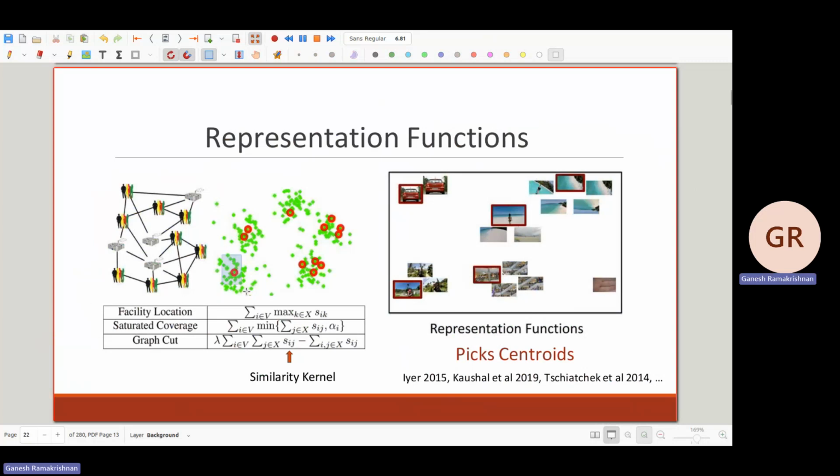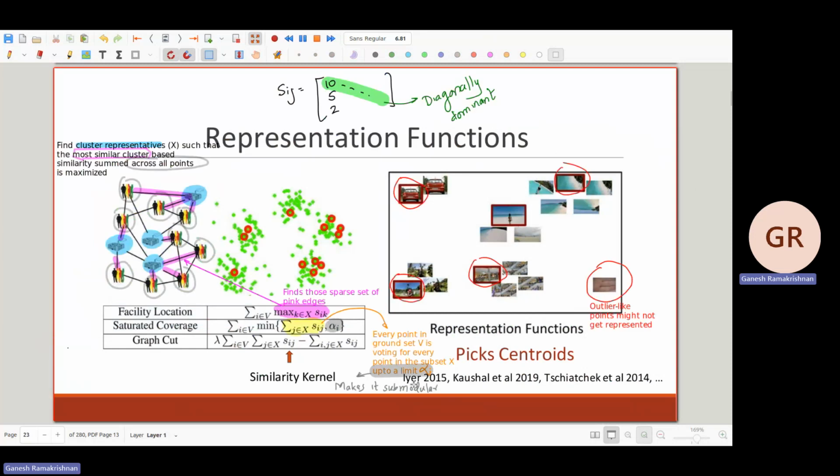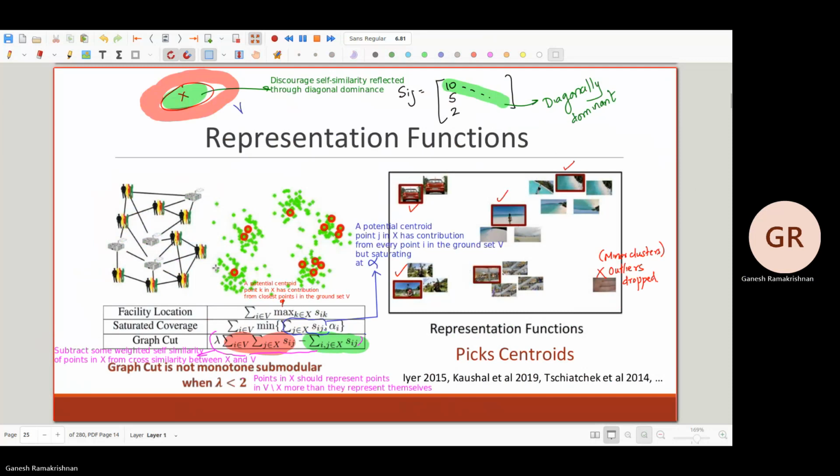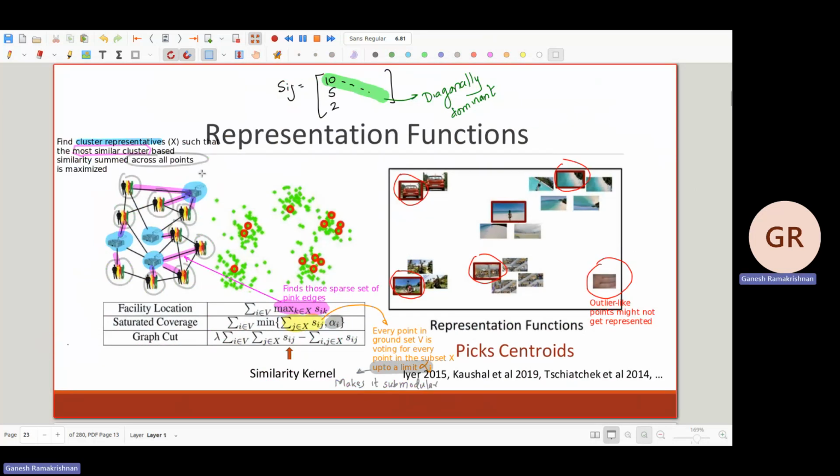So let's look at examples. Here, facility location is a very classic example. What am I trying to do here? I have annotated it, I'll go back and forth. Let's look at this pink. You have clusters of people in different towns or villages or wherever. And what am I doing?